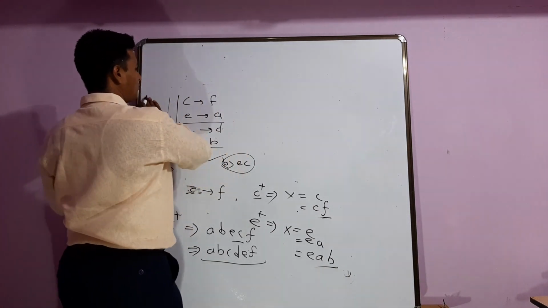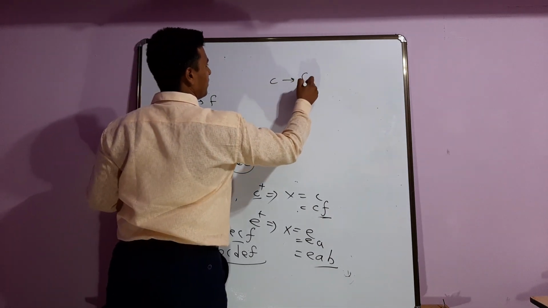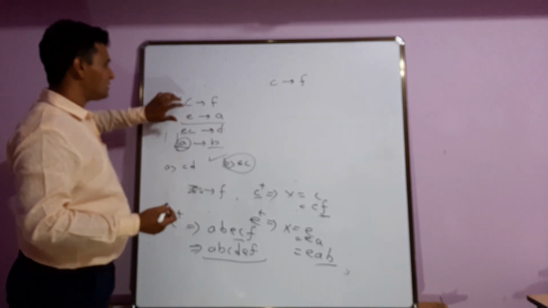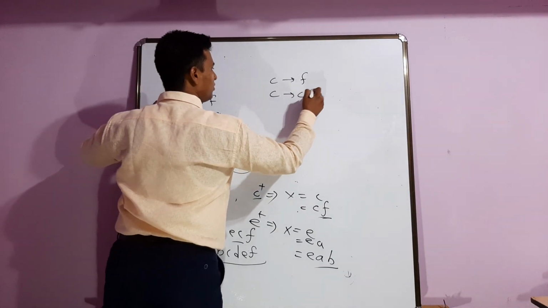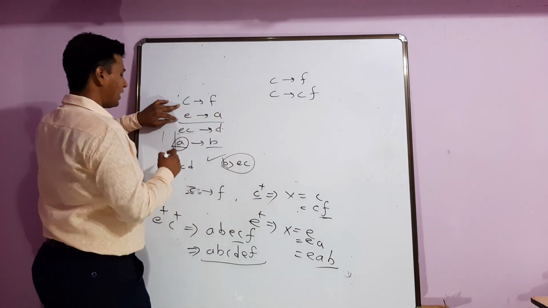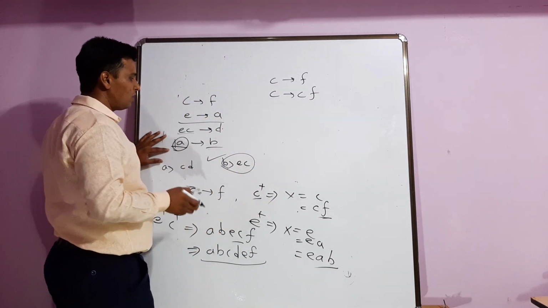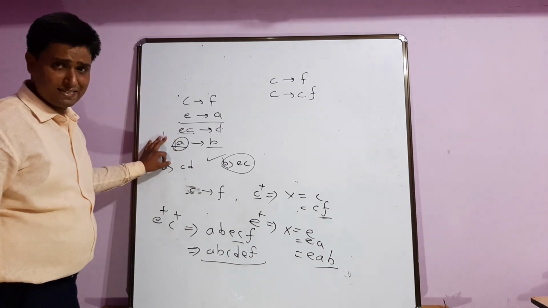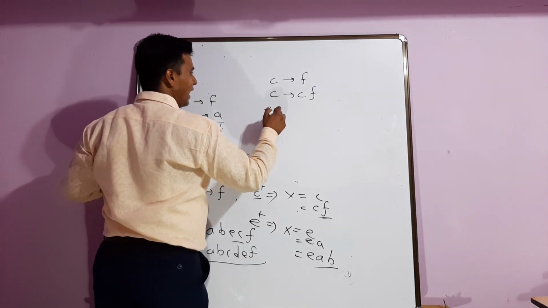So the first functional dependency given is C determines F. Now understand, C determines F, so we can write C determines CF, because C also determines C. Now can you find F on the left hand side? No. Can you find C on the left hand side? No. Can you find a combination of C on the left hand side? Yes. What is that? E. So we will add E and C here.